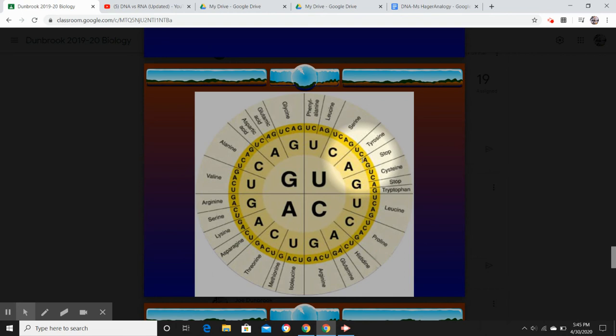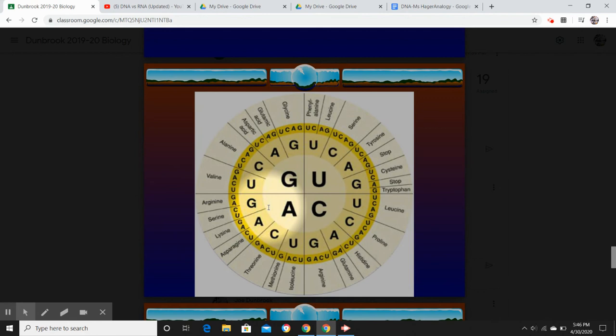One more. AGC. AGC would give me serine. And notice, again, serine's got a couple of different spellings. I could also spell it AGU. But look over here. Here's another serine. I could also spell serine UCU, UCC, UCA, UCG. So there are 4 ways to spell serine over here and 2 more over here. So in the genetic language, there are 6 different ways to spell the amino acid serine.